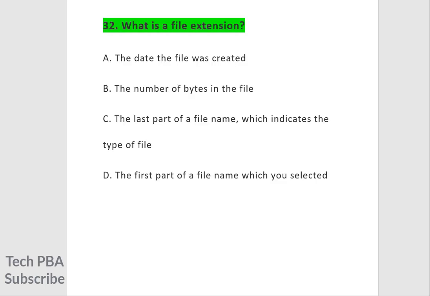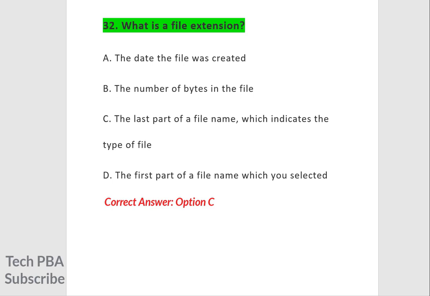Question number 32, what is a file extension? The correct answer is option C. The last part of a file name, which indicates the type of file. So correct answer, option C.